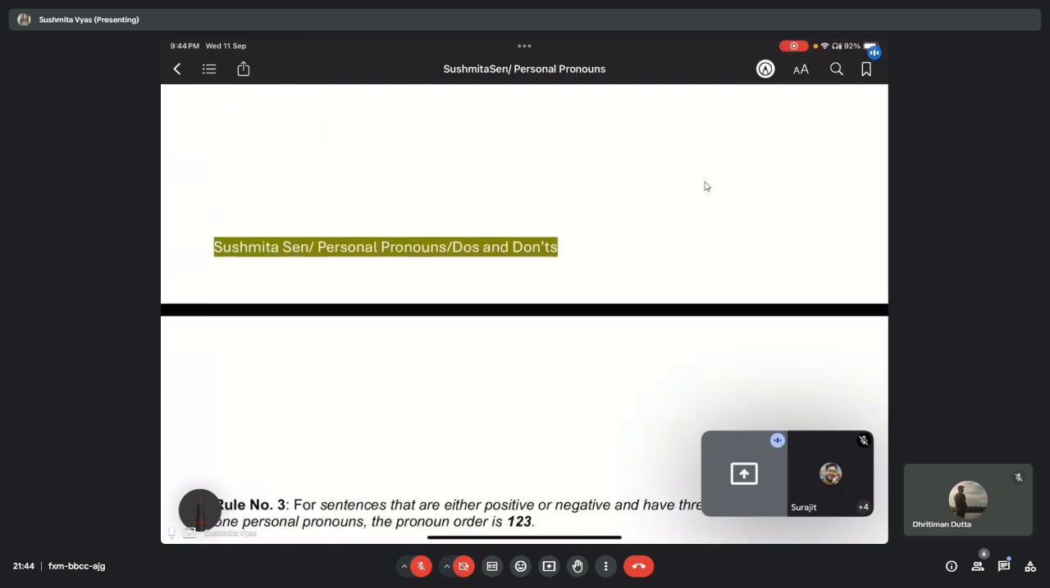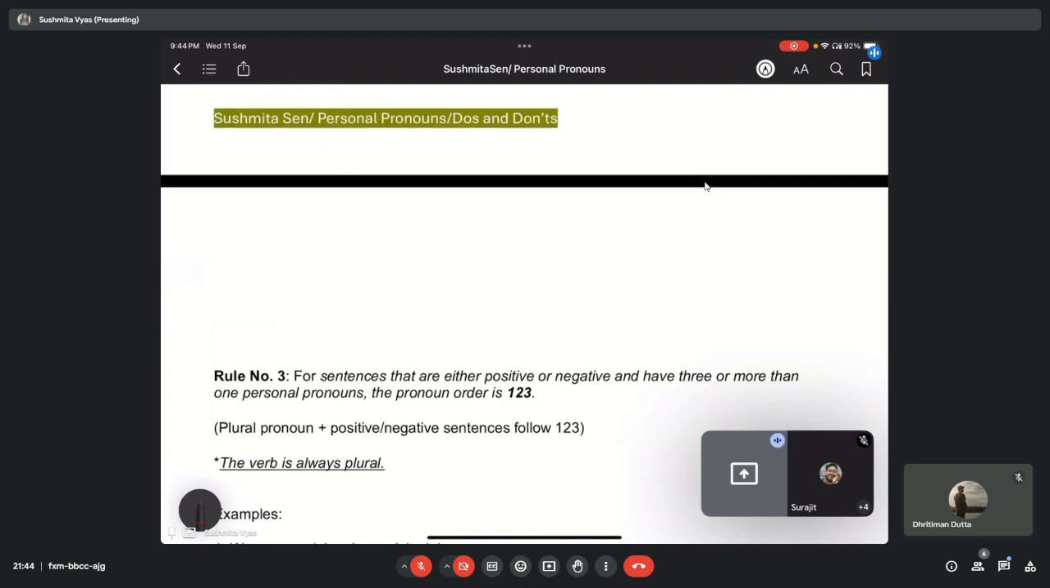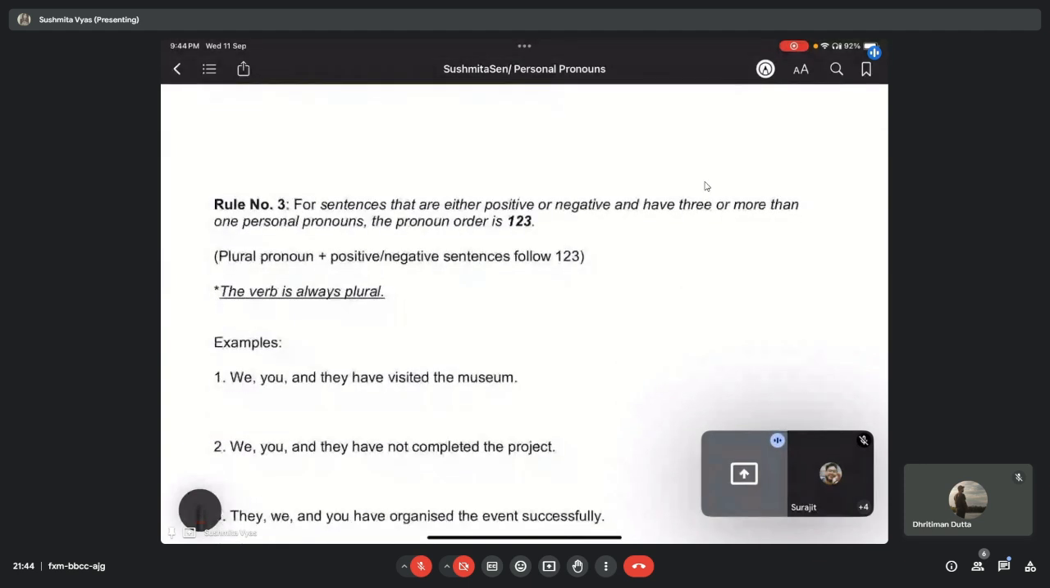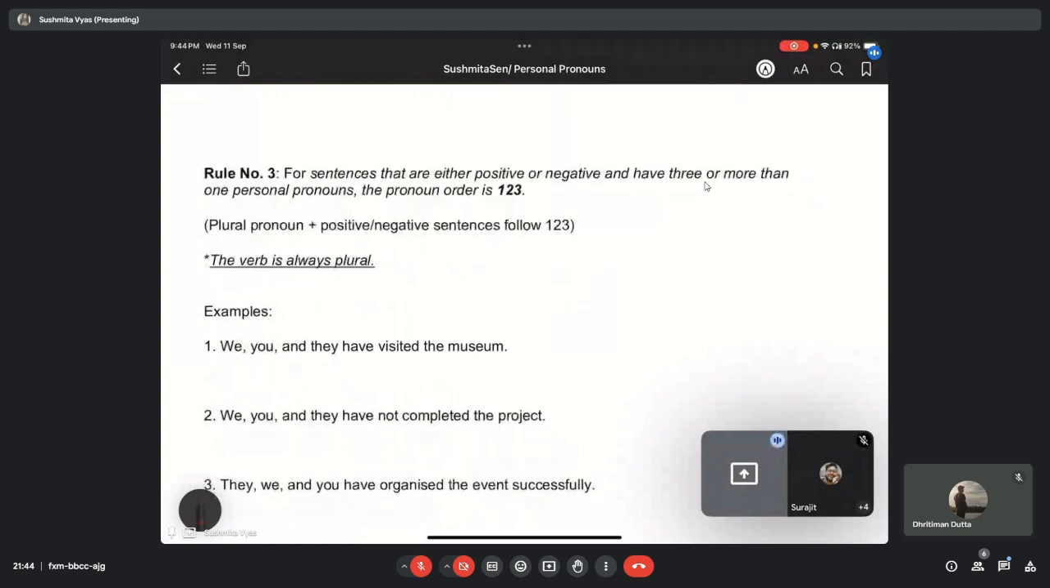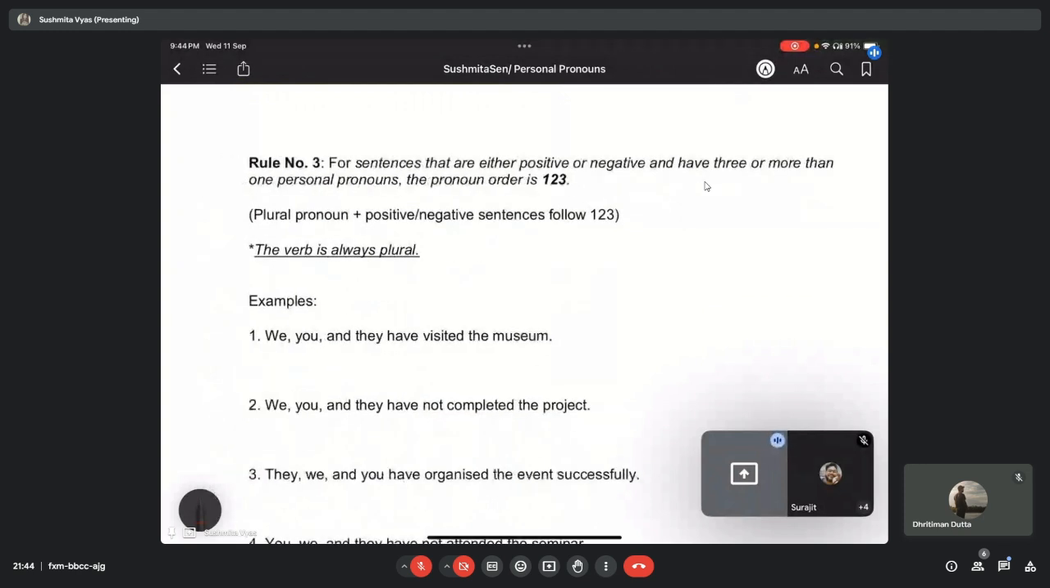Don't rote-learn, because if you do, you will forget who comes when. You just have to know the concept very well. You have to solidify the concept, and then you won't have to rote-learn at all. You'll just remember. Okay, now rule number three.